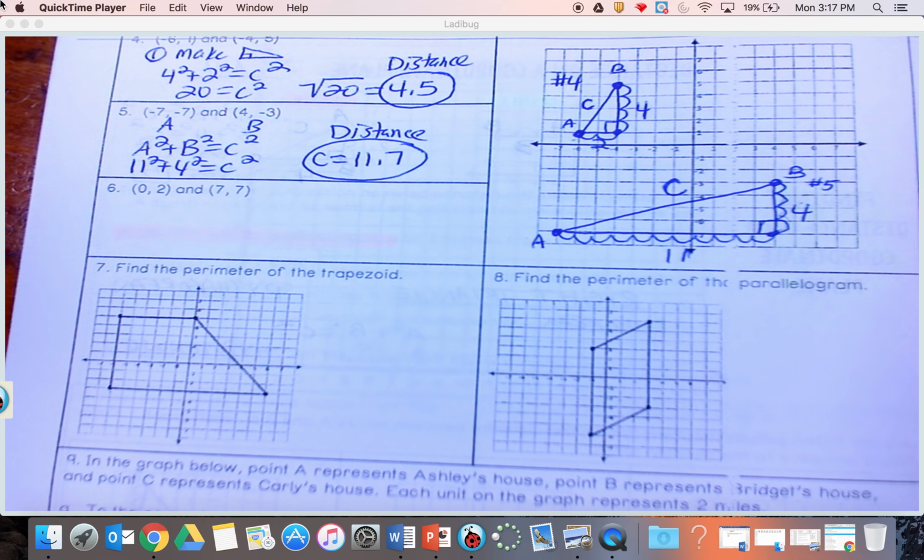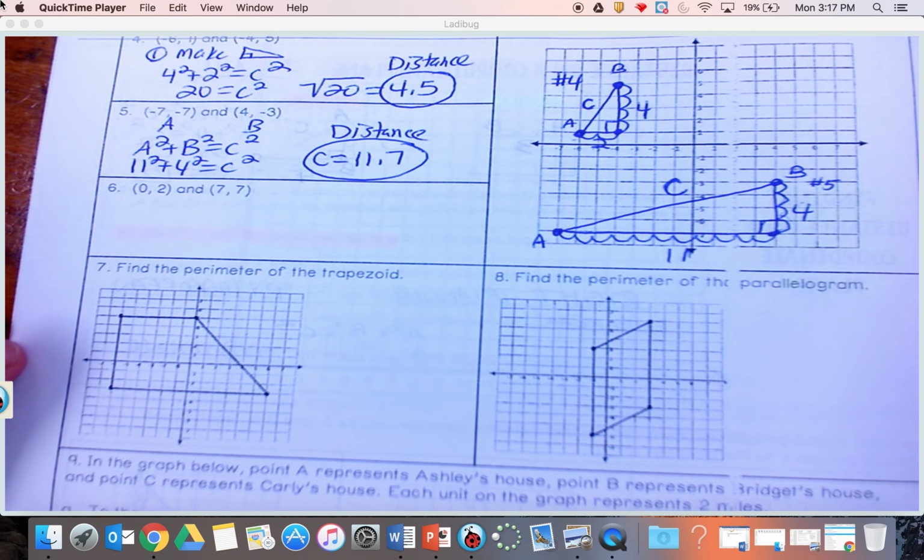For number 6, you should be able to pause this video, plot your points, and use the same method to find the distance, then check your answers so that you know what you're doing. So go ahead and do that. Pause the video, plot your points, make your triangle, and solve. Then you can come back and watch to make sure I got that right.